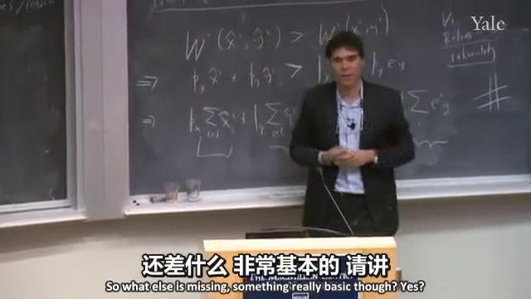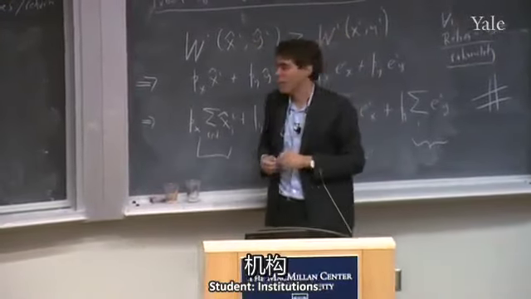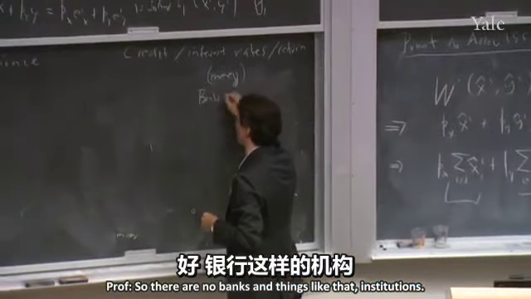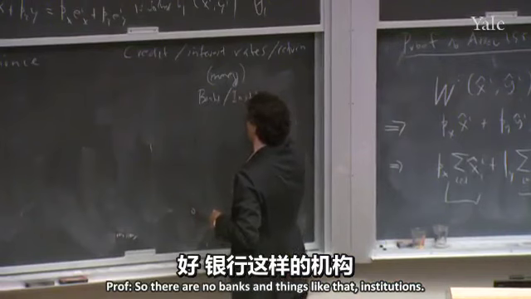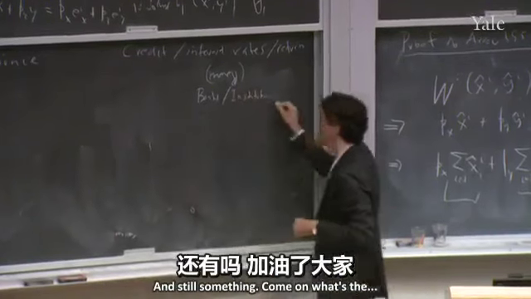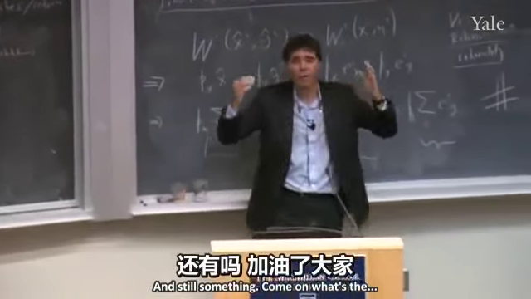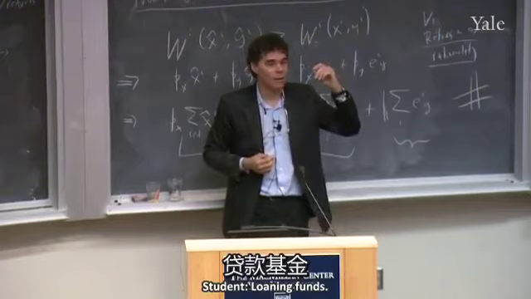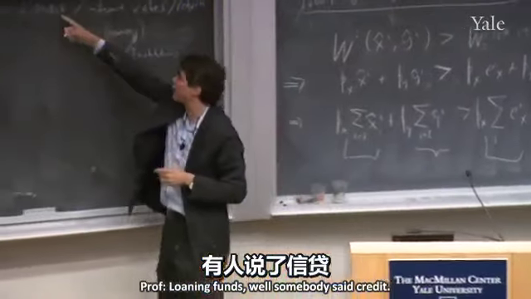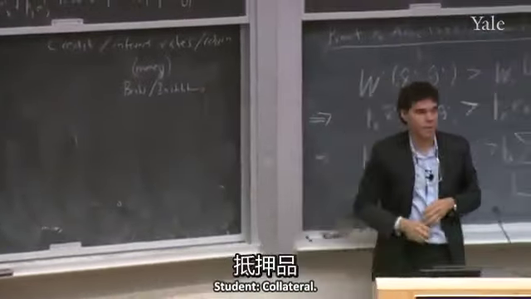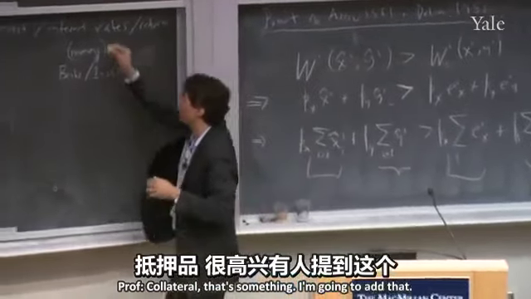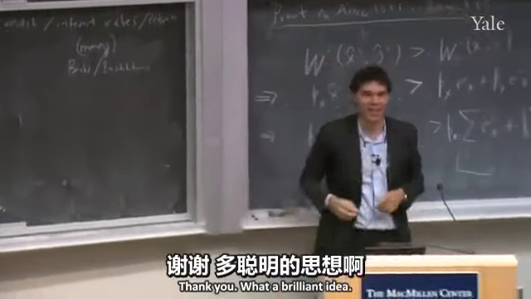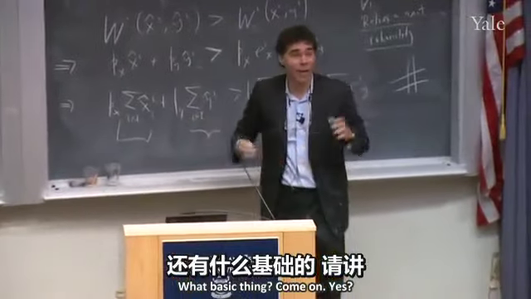Something really basic, though. Yes? Okay, so there are no banks and things like that, institutions. Okay, and still something, come on, what's the... What? Loaning funds. Well, somebody said credit. That's sort of loaning funds and interest rates and collateral. That's something. That's good. I'm going to add that. Thank you. What a brilliant idea. And what else? What basic thing?